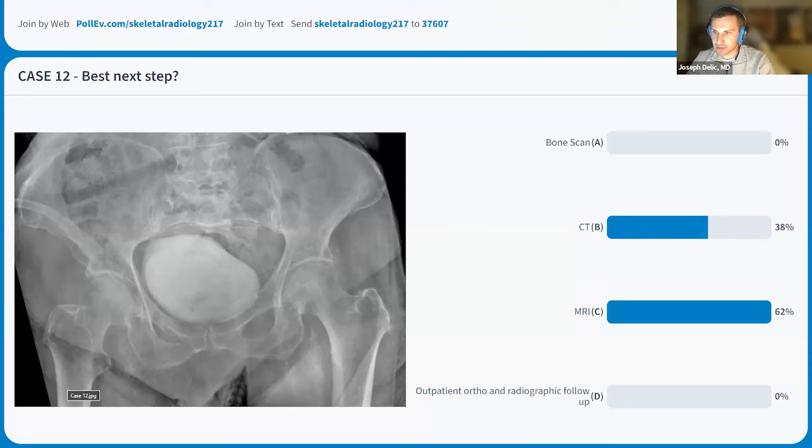Okay, so we have bone scan, we have CT, we have MRI. Okay, we have outpatient orthopedic and radiographic follow-up. So we have a pretty close split between CT and MRI. We can argue what's quicker, what's more sensitive. But in our case, the next step that they ended up doing was a CT.